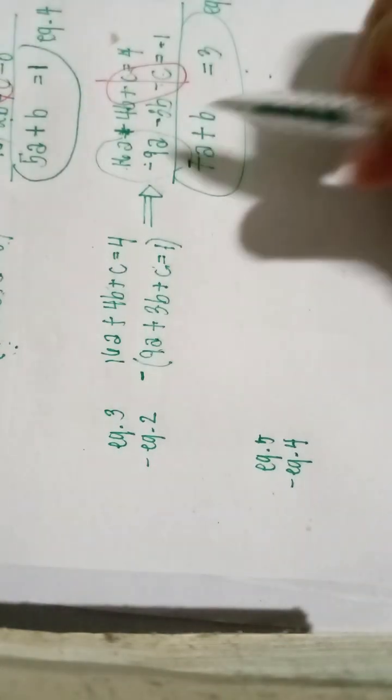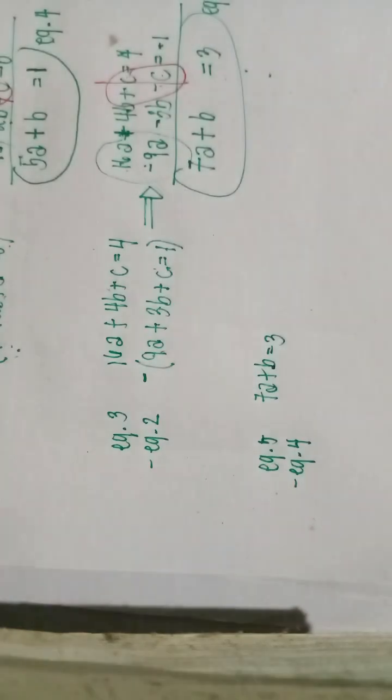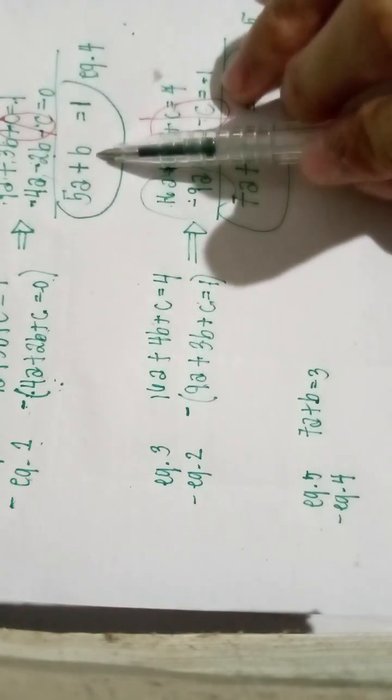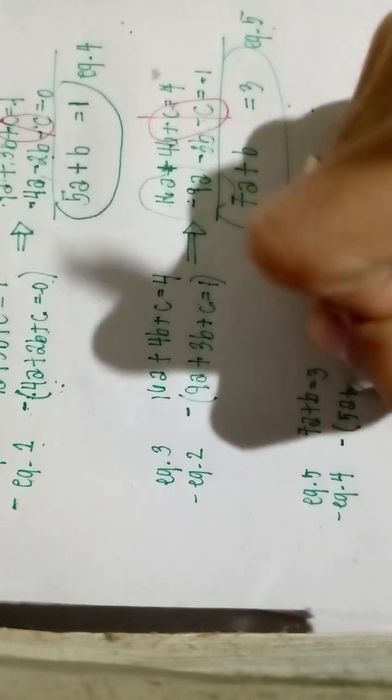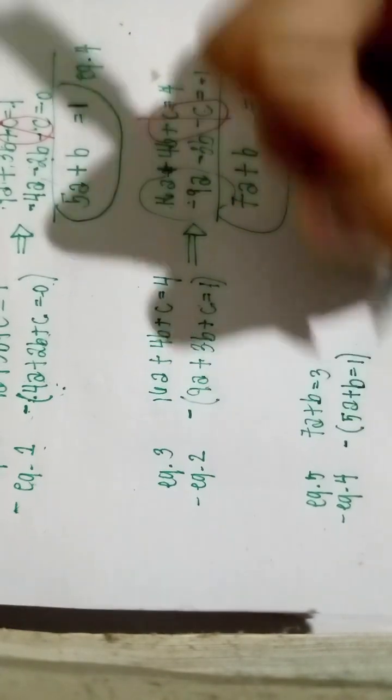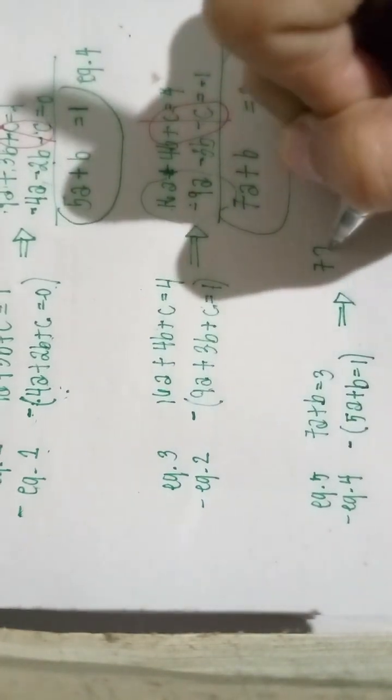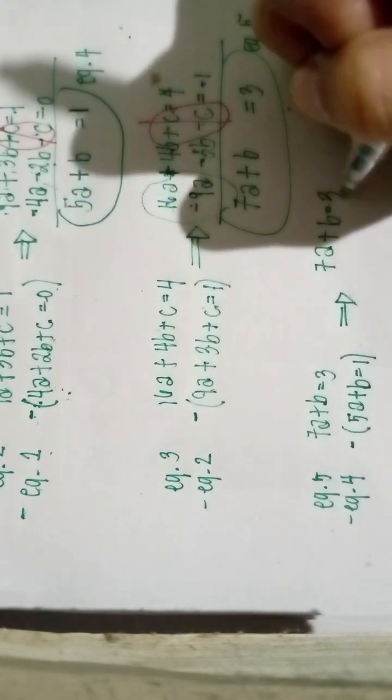So we have equation 5 minus equation 4. For equation 5, copy: 7a plus b equals 3. And for equation 4, below it, we have 5a plus b equals 1. Minus, so in parentheses, 5a plus b is equal to 1. We write, we have 7a plus b equals 3.